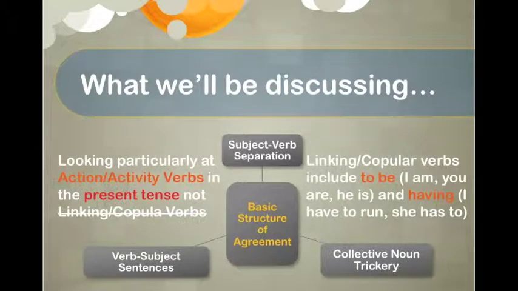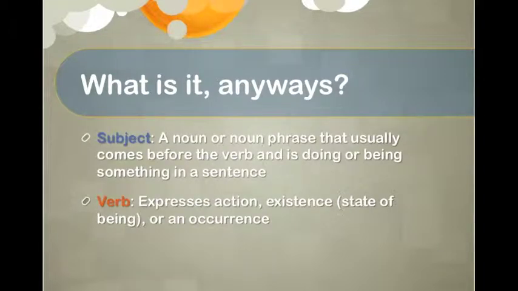Again, we're looking at particularly action or activity verbs. We're not going to be looking at linking or copular verbs, and those are things such as to be, where I am, you are, he is, and having, I have to run, she has to, whatever. We're looking at action or activity verbs that are in the present tense. These are ones that you'll probably recognize as we're going, but they are things that refer to actions, things that refer to activities.